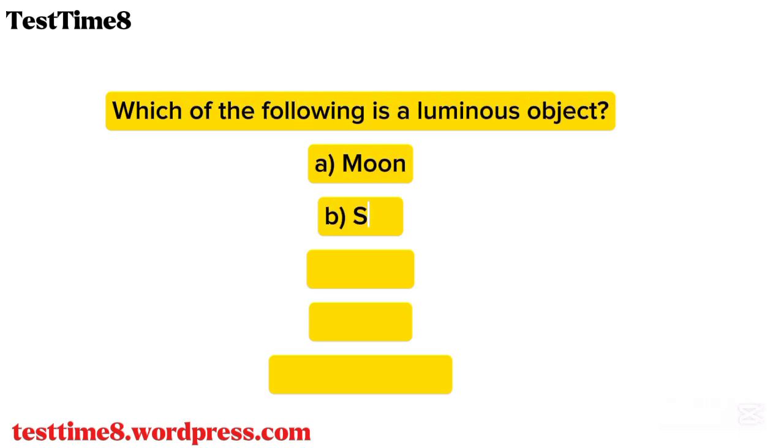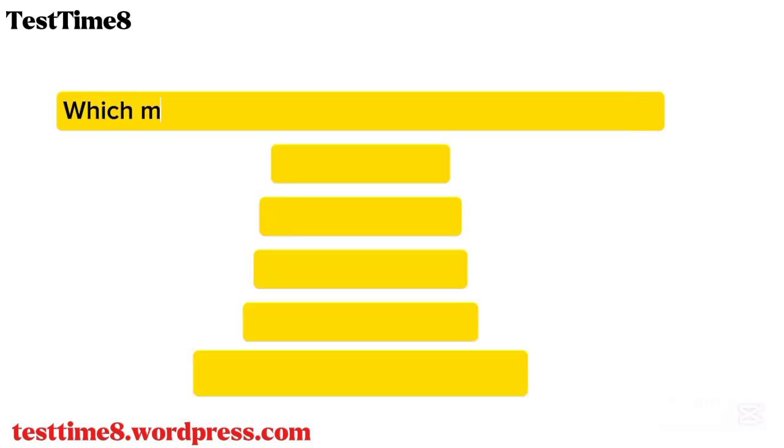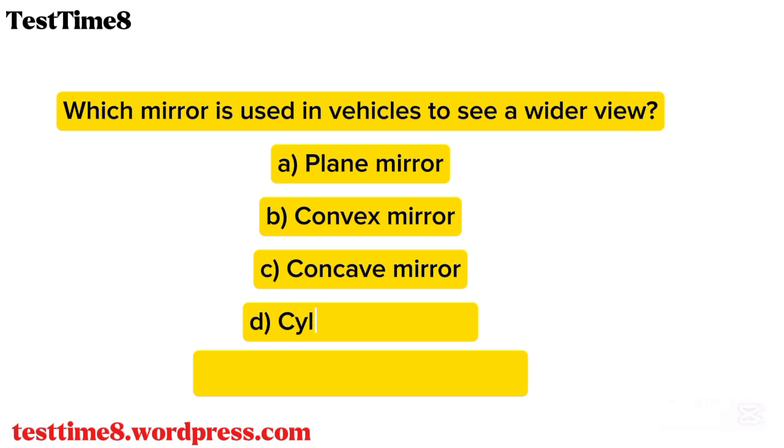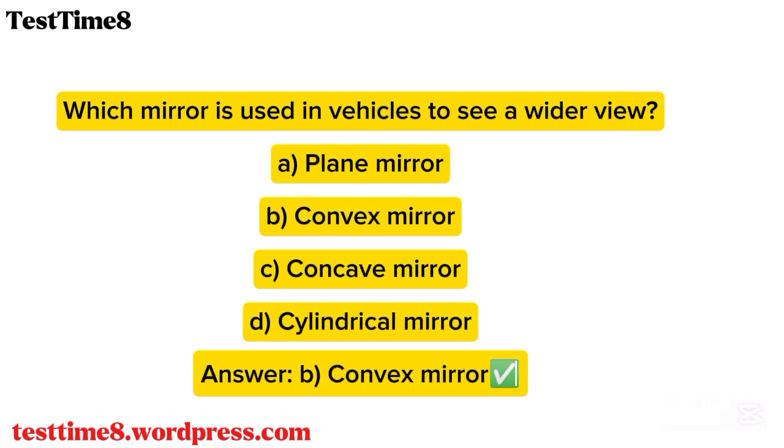Which of the following is a luminous object? A. Moon, B. Sun, C. Mirror, D. Glass. Answer: B. Sun. Which mirror is used in vehicles to see a wider view? A. Plane mirror, B. Convex mirror, C. Concave mirror, D. Cylindrical mirror. Answer: B. Convex mirror.